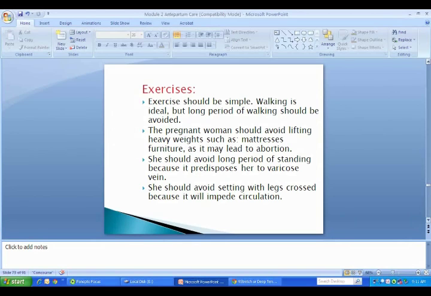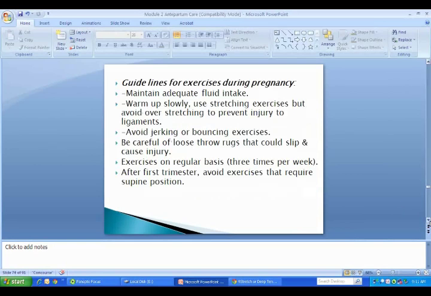Exercise. Usually they say as long as she's doing what she's always done in exercise, it's safe. Except, as you get later into pregnancy, excessive bouncing and such. But it's not the best time to start maybe a new sport. She should remember to maintain adequate fluid intake, warm up, exercise on a regular basis, and to be careful of exercises where she's lying on her back, again related to that supine hypotension syndrome.